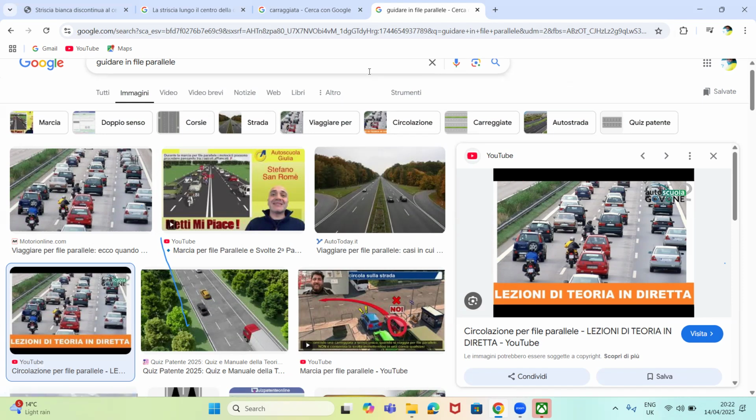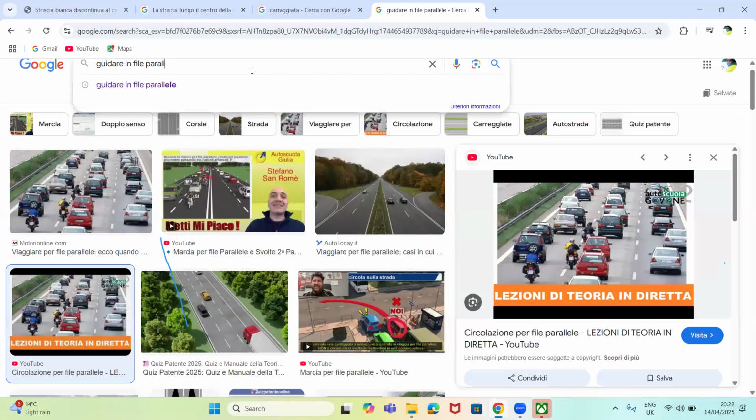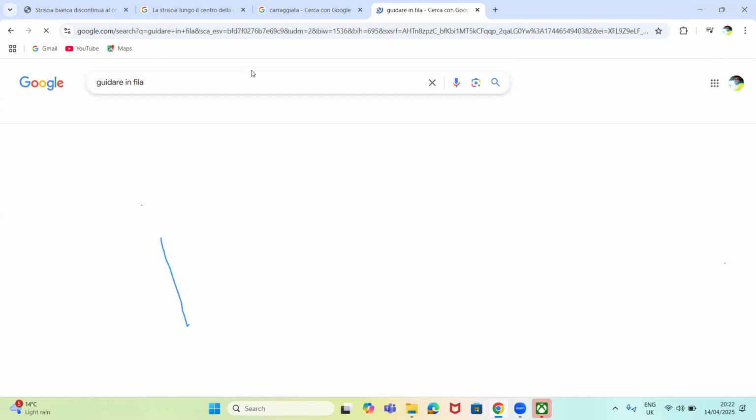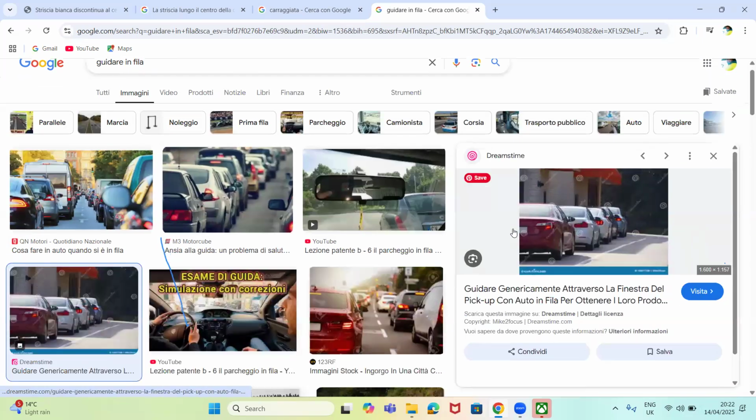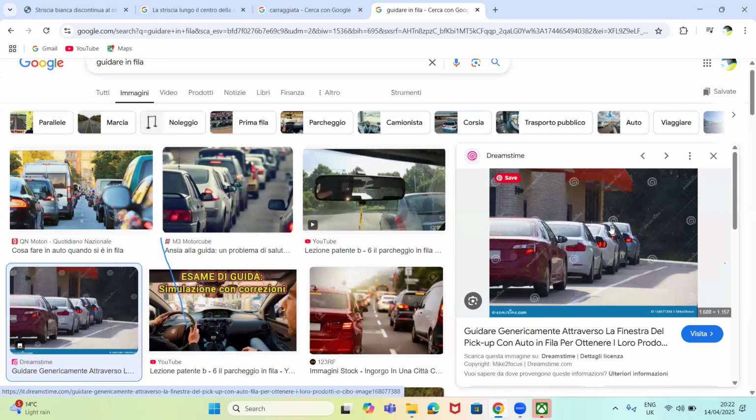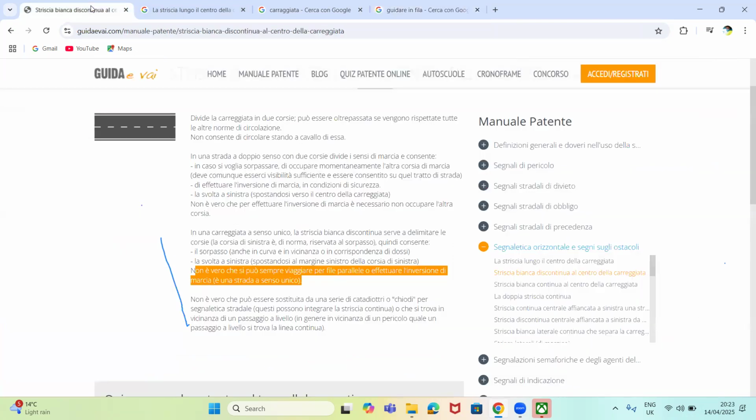Now, if the content owner says guidare in fila, what do they mean? Because it comes out in the quiz, or unica fila. Unica fila means something like this, on a straight line. See, on a straight line like this. For example, when we want to order at McDonald's drive-in, you can't do it except in a straight line. Or traffic hold-up. Students, is it clear now?